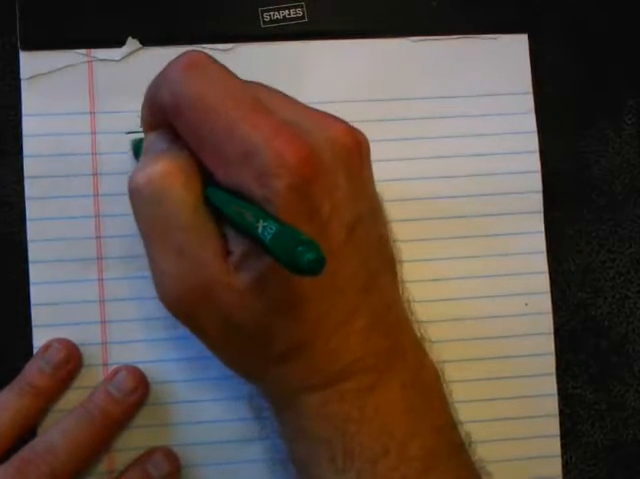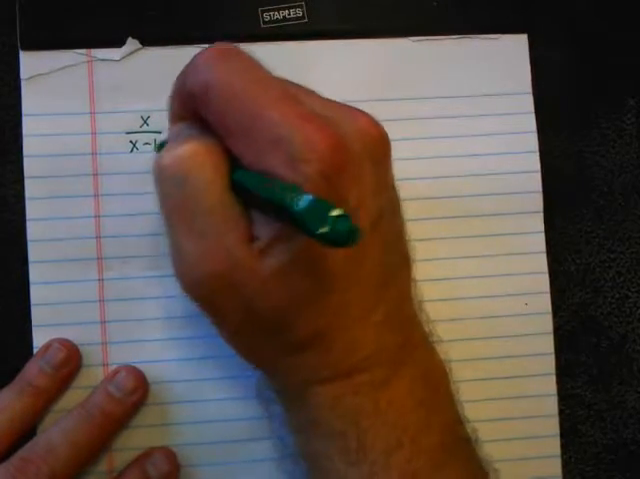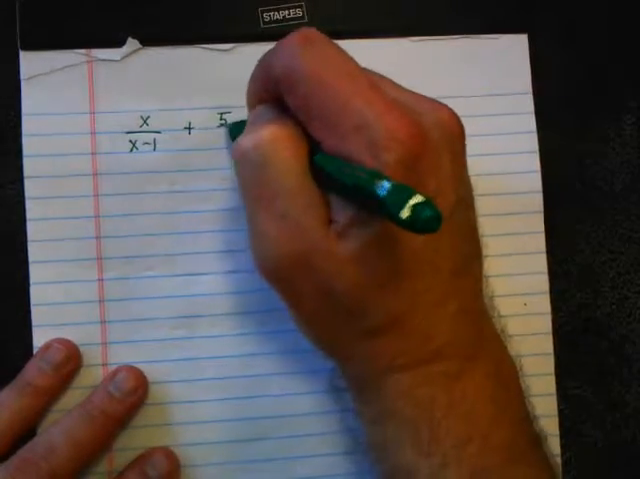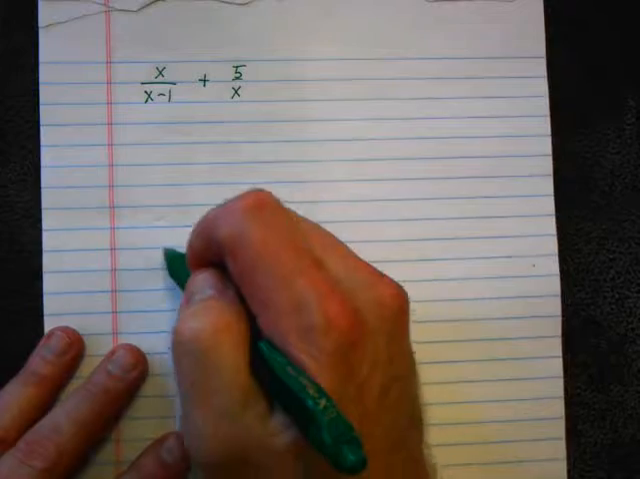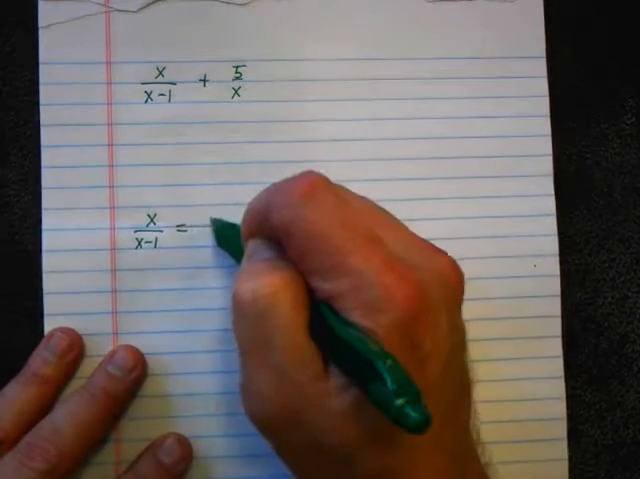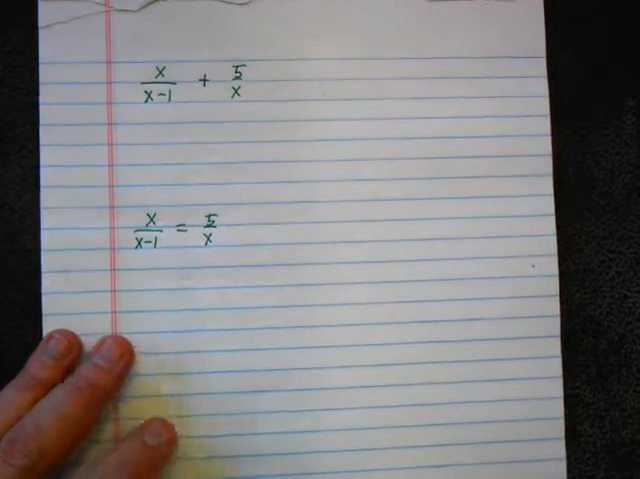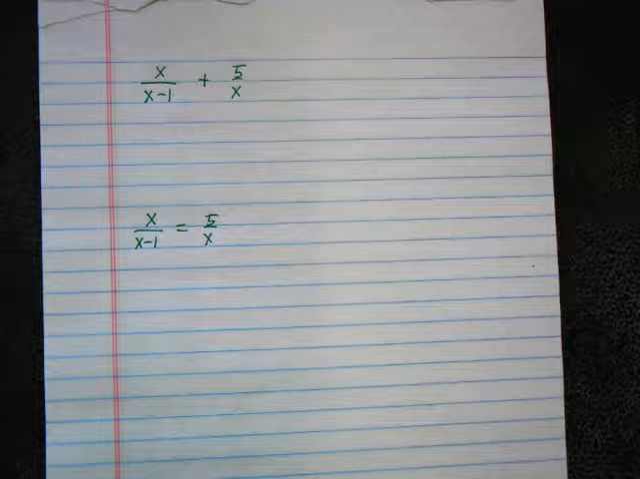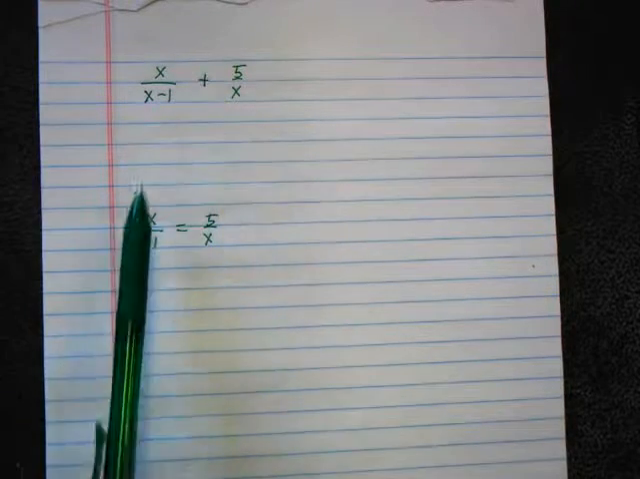I might give you x over x minus 1 plus 5 over x. That might be one question. And then another question might be x over x minus 1 equals 5 over x. Oh, that's going to be a bad problem. I will talk about that second one in a minute, why that's a bad problem. But they look almost exactly the same, don't they? The only difference is this one has a plus, where that one has an equals.